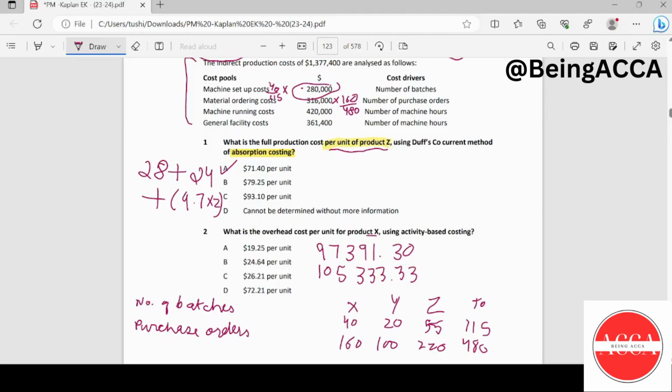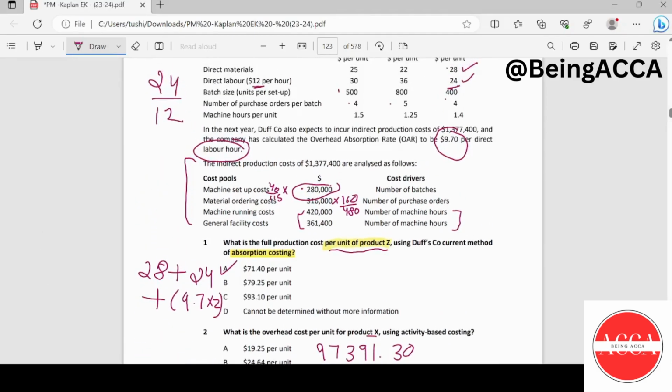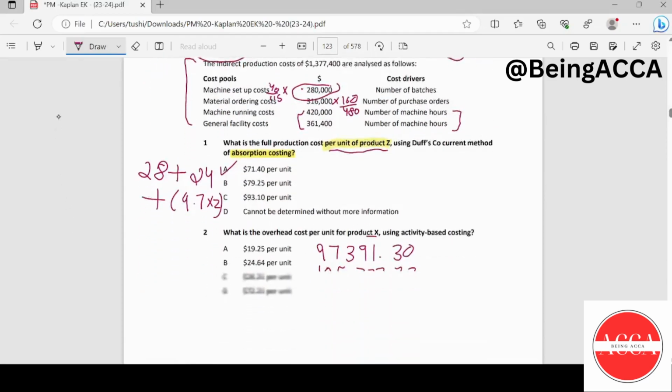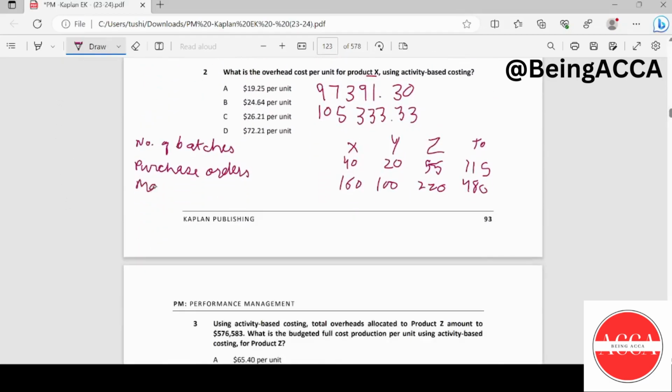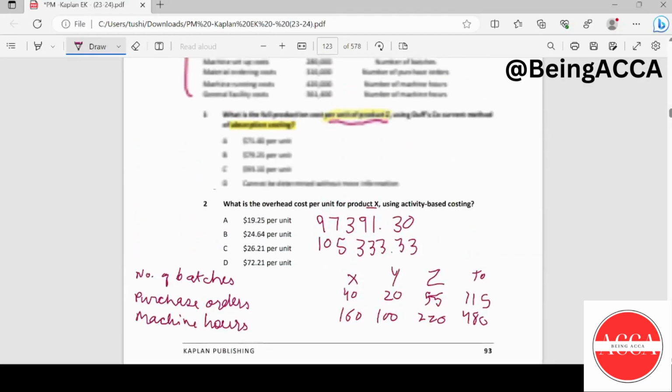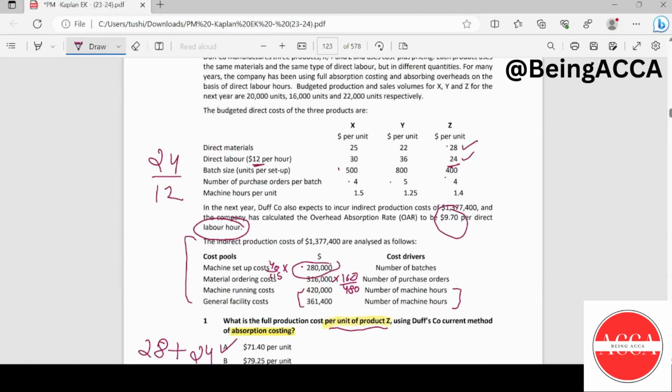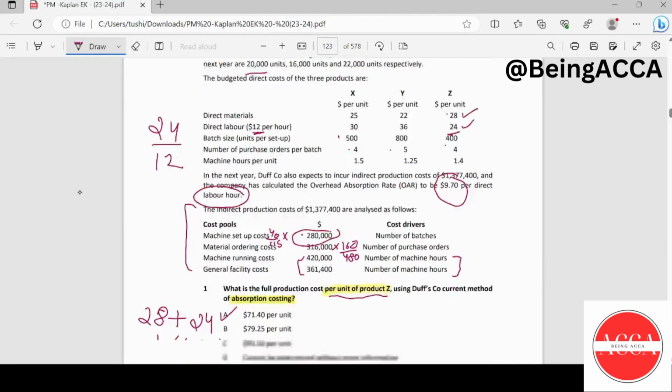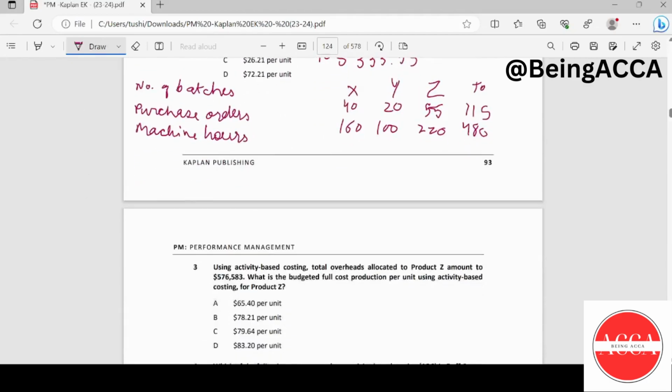Then coming over to the machine running costs and general facility costs, we can add them together because the cost driver is the same for both of them, which is number of machine hours. So machine hours are given in per unit forms. So let me put machine hours over here. This is 1.5 per unit and we are producing 20,000 units. So 1.5 into 20,000 will give us 30,000. Let me write that over here, 30,000.